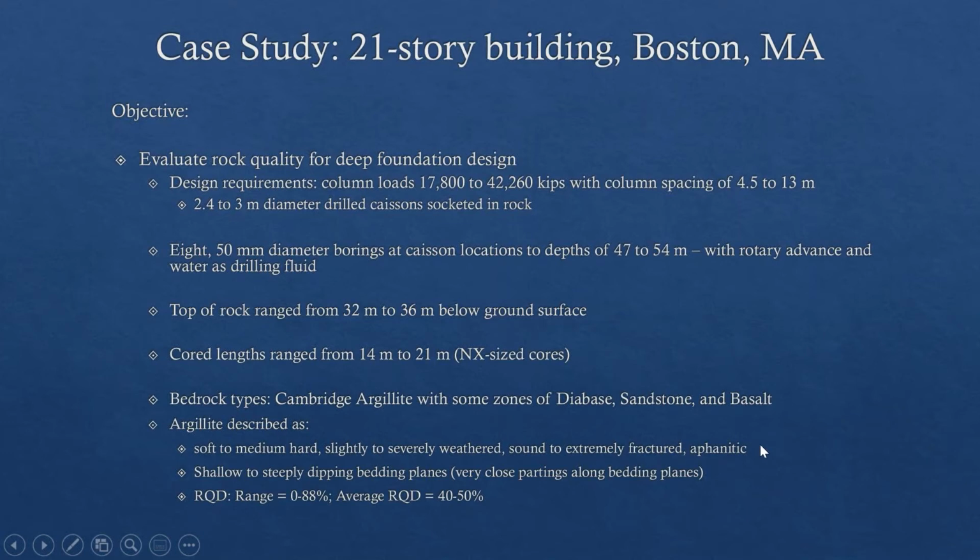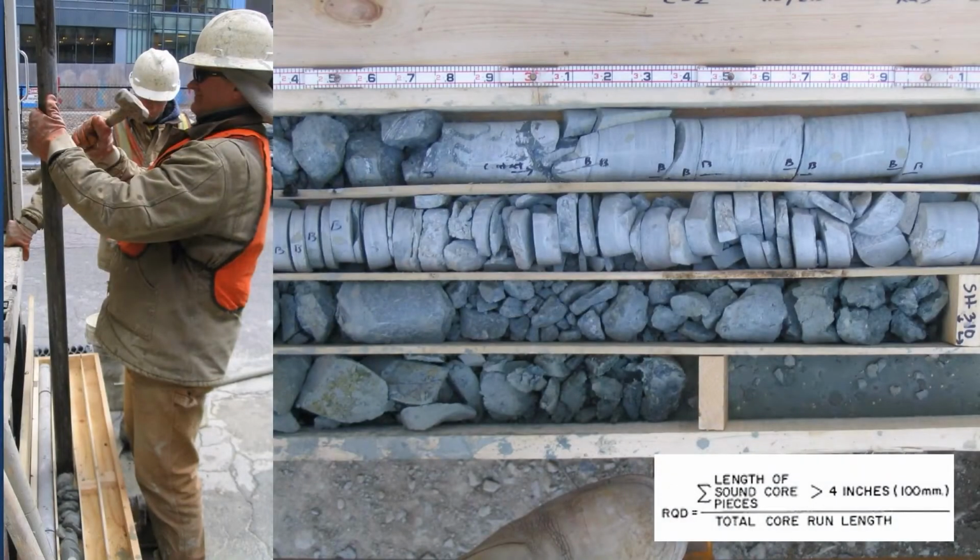It's aphanitic, which means you can't see the grain with the naked eye. It has very shallow to steeply dipping bedding planes, with very close parting along the bedding planes, and the RQD can be from 0 to 80 or 90 percent, with an average of 40 to 50. When you drill through this material, it's very easy for the driller to induce fractures because of the type of material you're dealing with. And of course, the driller is always using a fine-tuning tool to get the core out. Well, that doesn't help either.